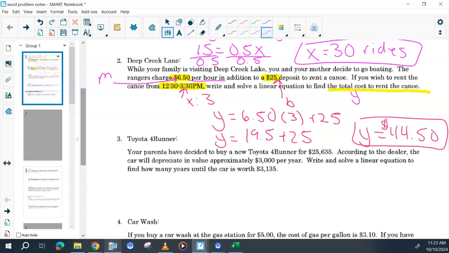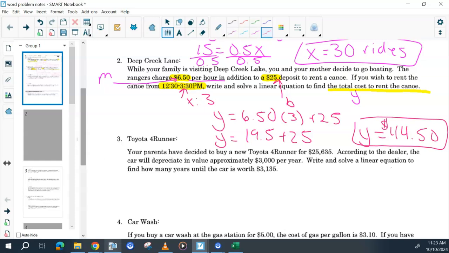Go ahead, Erica. So when we found our x, we just found it by figuring out how many hours it is, and if they didn't give us hours, it would just be x. Yes, but if they didn't give us hours, then they would have given us the total cost.